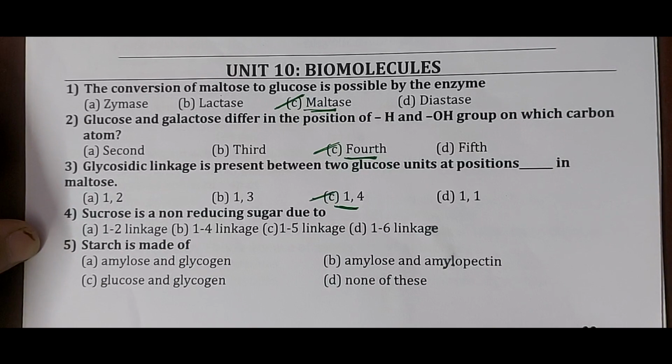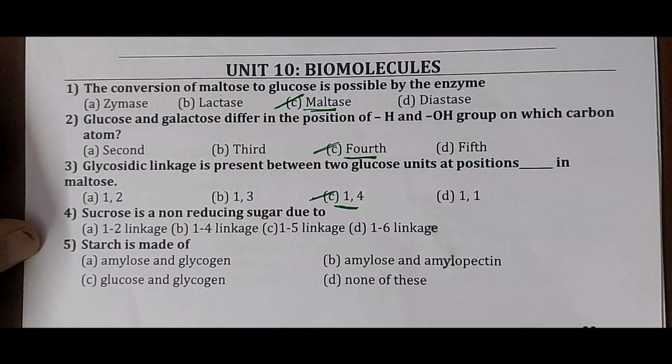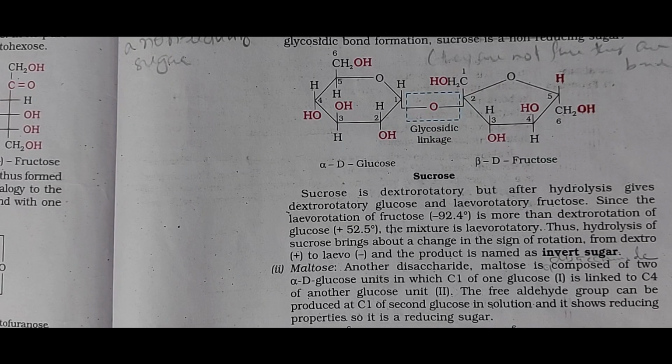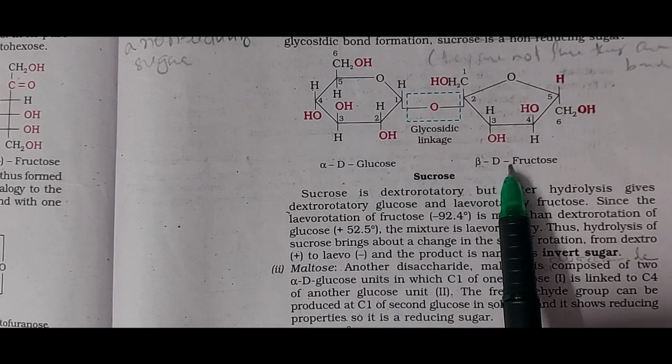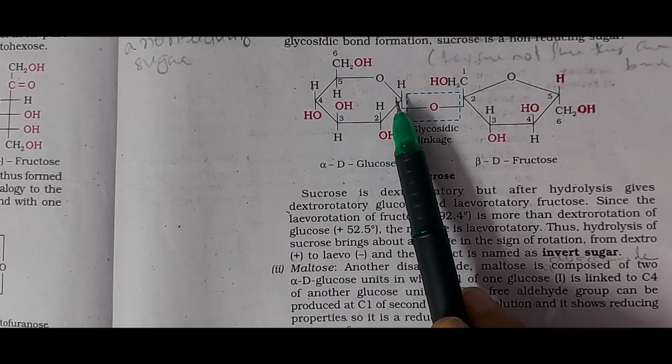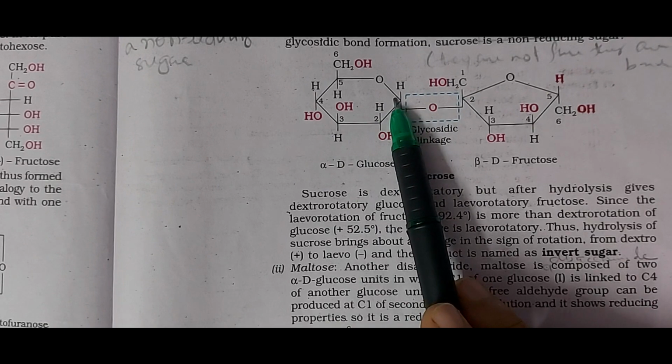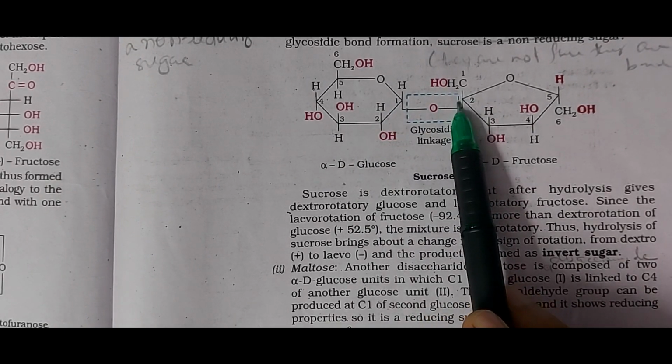Next, sucrose is a non-reducing sugar due to. Why is it a non-reducing sugar? Because its functional groups are not free. They are involved in bonding. For that, we'll see the structure of sucrose given in NCERT. Sucrose is made up of one glucose and one fructose unit. The aldehydic functional group at the first carbon atom is involved with the second carbon atom.